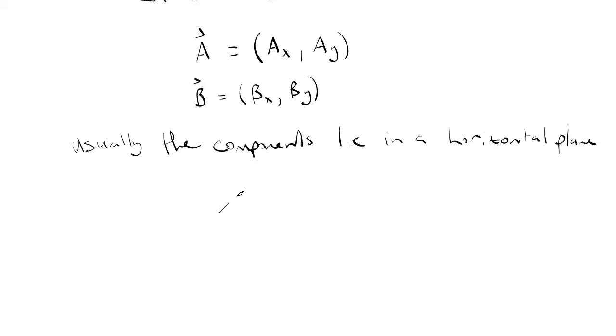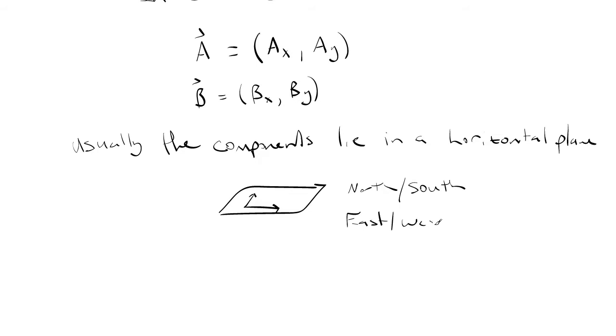So usually when we deal with the components of a vector, or a vector in general, that vector will either lie in a horizontal plane or a vertical plane. Here I've drawn the case where the vector lies in a horizontal plane, and we could define a coordinate axis in something like the north-south direction and the east-west direction. You can imagine looking at a map, and our vector lies somewhere in that plane, and then our x component and y component, the axes, will lie in that plane.